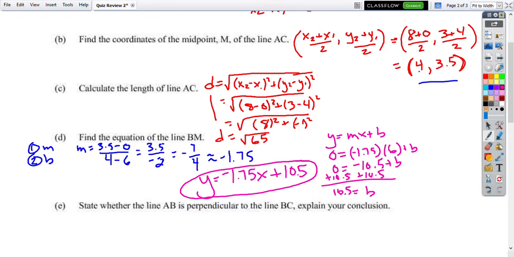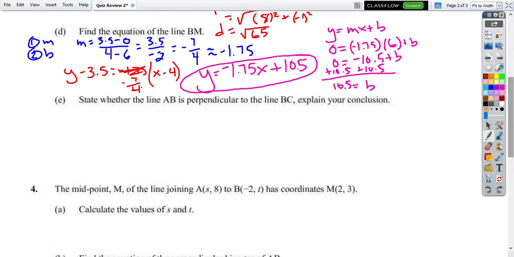All right. If we wanted to use point-slope form, you guys remember y minus y1. So if we want to use that point right there, y minus 3.5 is equal to our slope, which is negative 1.75 times x, and then it's minus 4. And ideally, instead of doing that, we might put negative 7 over 4, but it's okay.